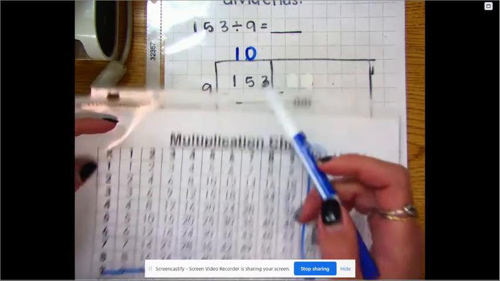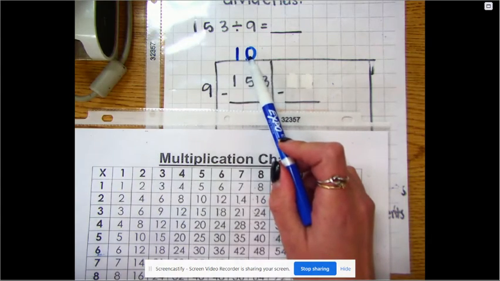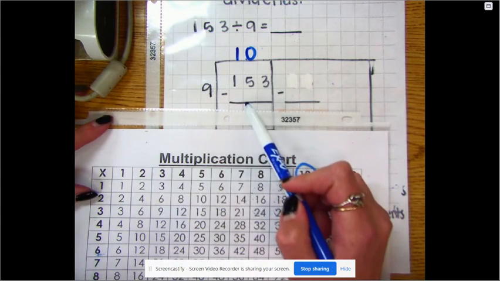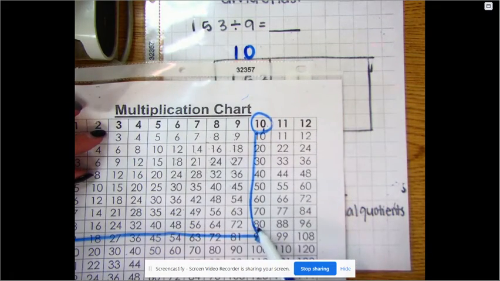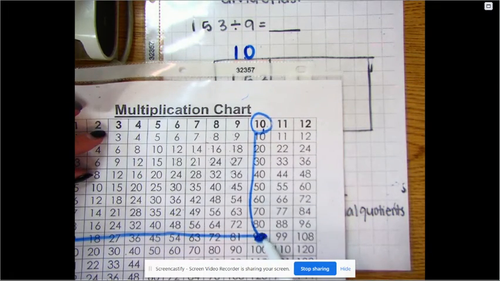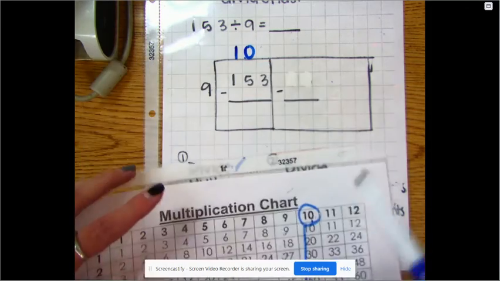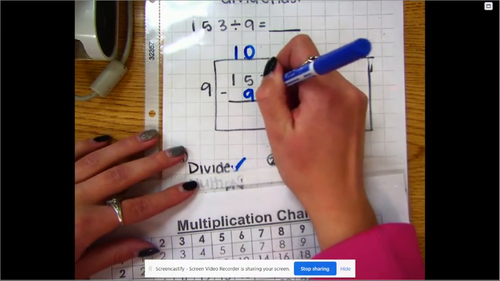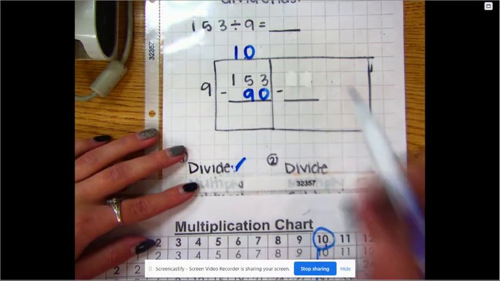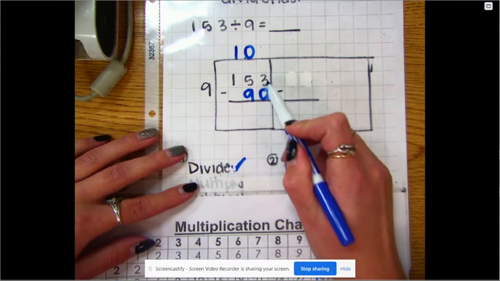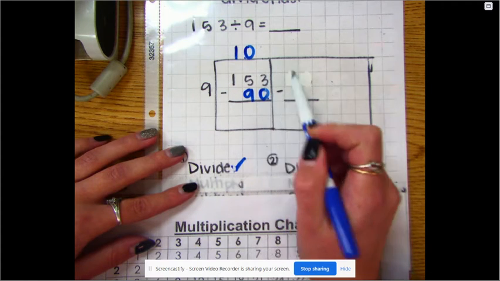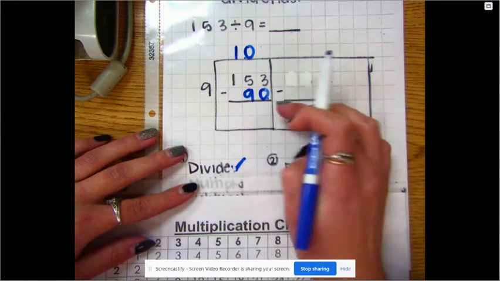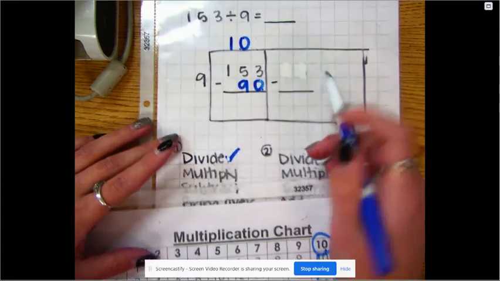And all I have to do is think, my 10 was right here, so I'm going to come straight down. If I look at my 10 and come straight down, 10 times 9, they meet at 90. I'm going to put 90 here. Make sure you line up your 1s in your 1s place and your 10s in your 10s. It would not be good if you put a 9 and a 0 and left this blank over here. All right, let's go on to our next step.